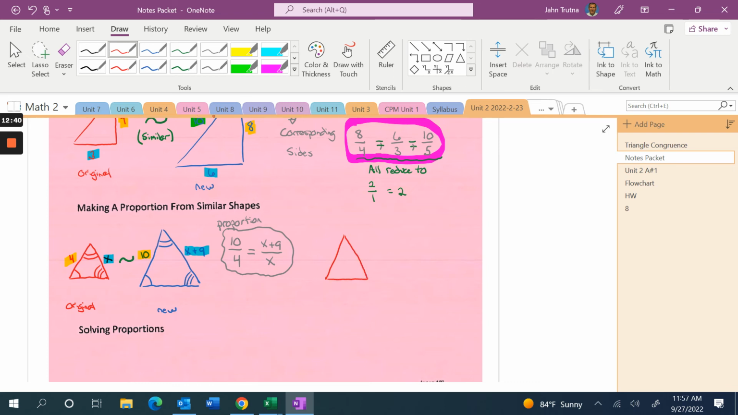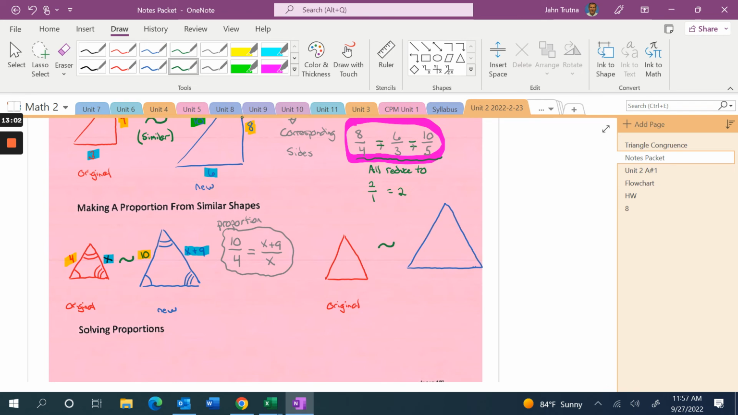So once again, I have my original shape, which is going to be this red triangle. And I'm using triangles as my examples, but just know that the shapes do not have to always be triangles. We could have any shape, actually. We could have 2 rectangles, 2 squares, so on and so forth.